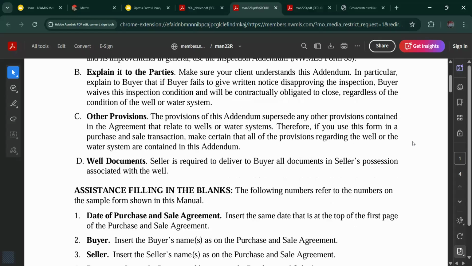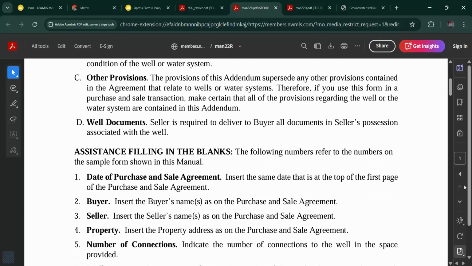Let's see, C. Alice, do you want to read C? Other provisions: the provisions of this addendum supersede any other provisions contained in the agreement that relate to wells or water systems. Therefore, if you use this form in a purchase and sale transaction, make certain that all of the provisions regarding the well or the water system are contained in this addendum.